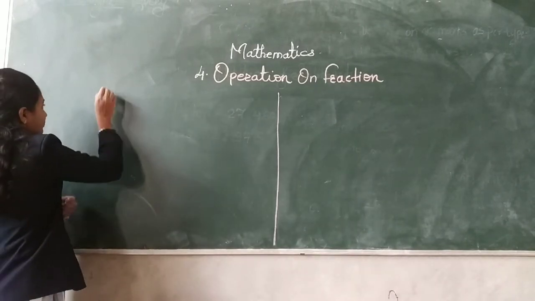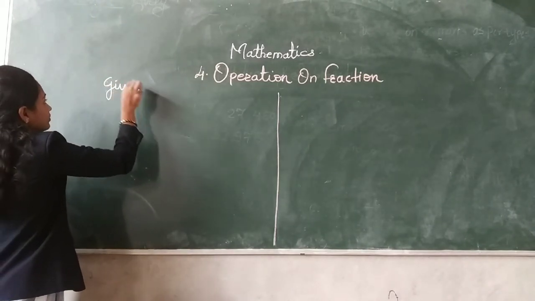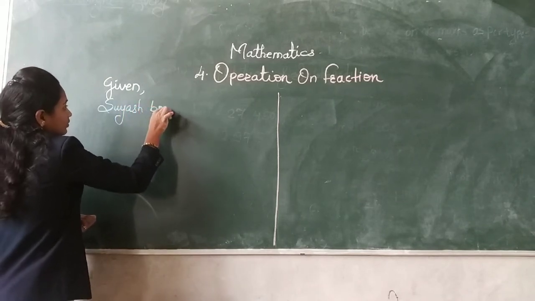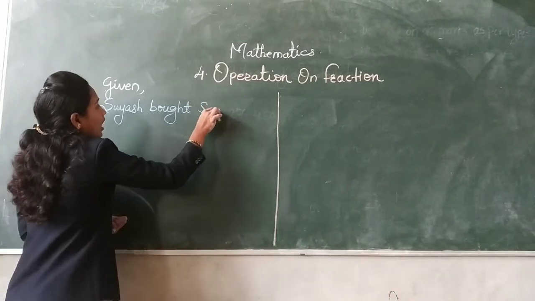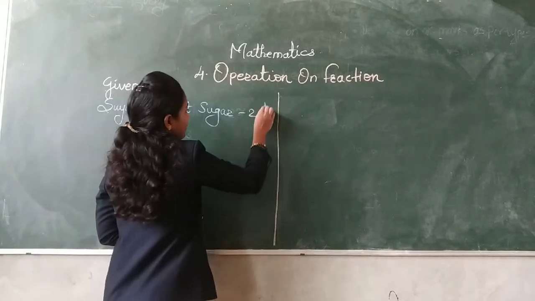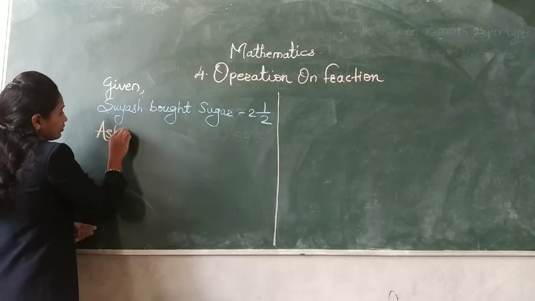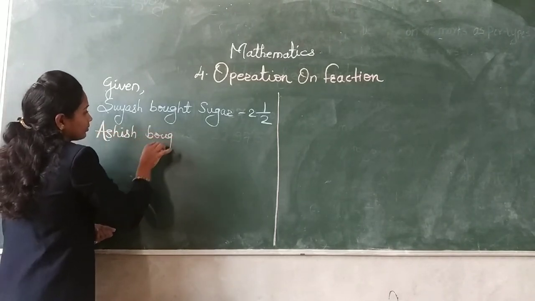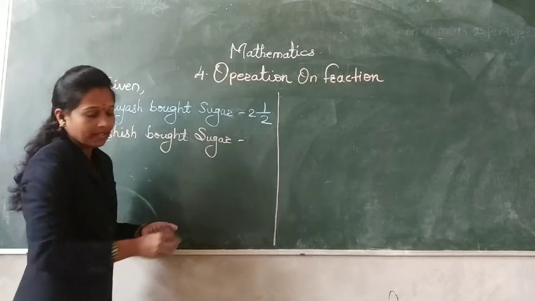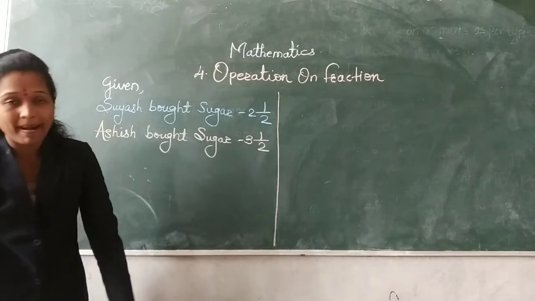So write down first, given: Suyash bought sugar. How much sugar has Suyash bought? That is 2.5 kg. And Ashish bought sugar. How much sugar has Ashish bought? 3.5 kg. Okay. And the question is, how much sugar did they buy altogether?